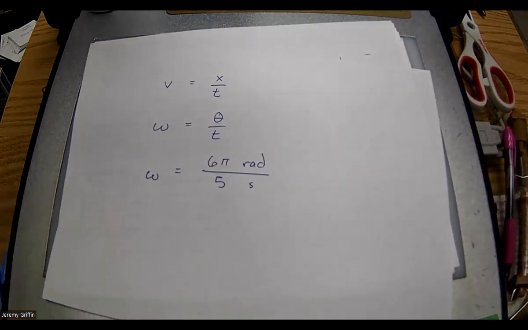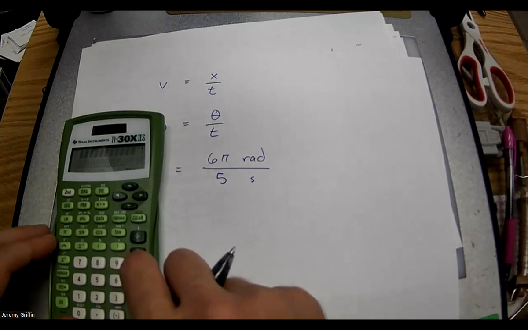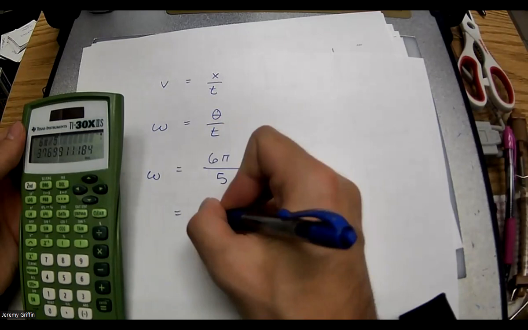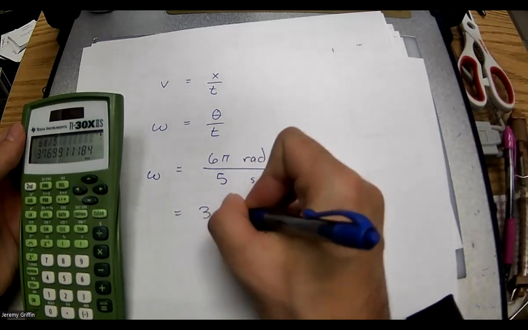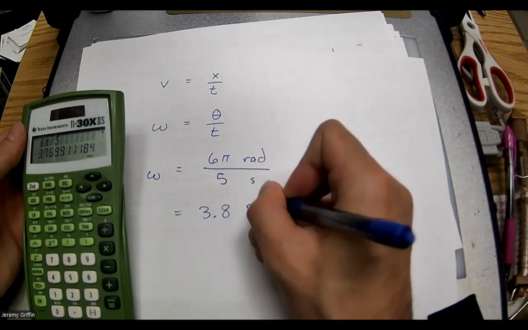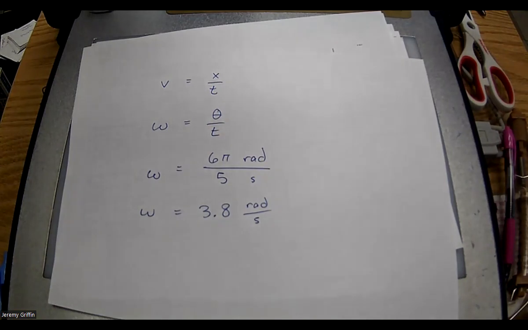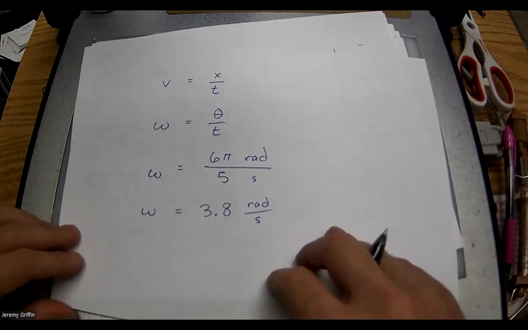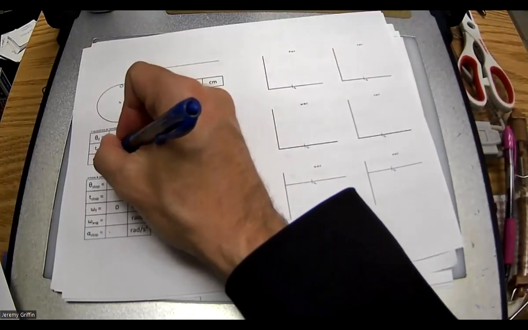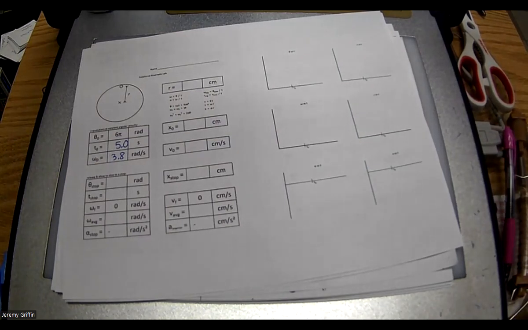6 pi over 5 is 3.77, maybe we'll round that to about 3.8 radians per second. So there you go. It was spinning about that fast. As long as I was keeping it in motion, a constant angular velocity is about 3.8 radians per second. Is that true? Okay. Let's go back.